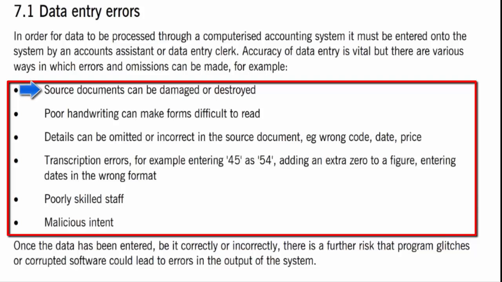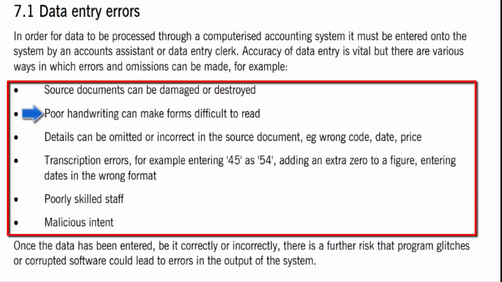1. Source documents can be damaged or destroyed. Example, a supplier invoice is left near a printer and someone spills coffee on it. Now the price is unreadable. This can lead to the wrong amount being entered, or no entry at all.